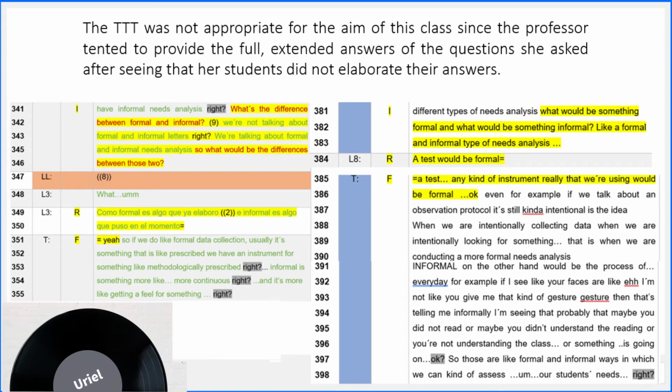We can see the same pattern in the next example in line 384, where the student's answer was not elaborated. So the teacher once again provided the full extended answer. Therefore, we believe something the teacher could have done was to encourage the students to say their ideas in Spanish and then help them to encode the same ideas in English. This way, the lack of English language proficiency they might have wouldn't be a problem to share the ideas anymore.